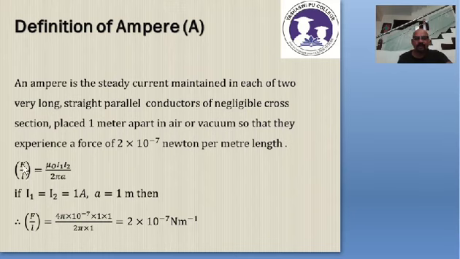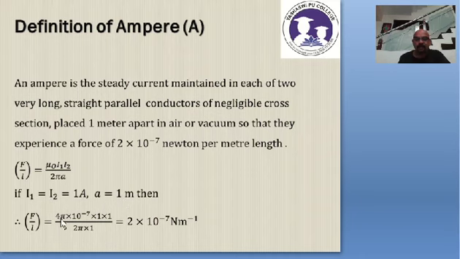You know this equation, F divided by L is equal to mu naught I1 I2 divided by 2 pi A, or 2 pi D, whatever. If D is the distance, you should call it 2 pi D. Here, if you make I1 equal to I2 equal to 1 ampere, and the distance between the two conductors equal to 1 meter, then what happens?